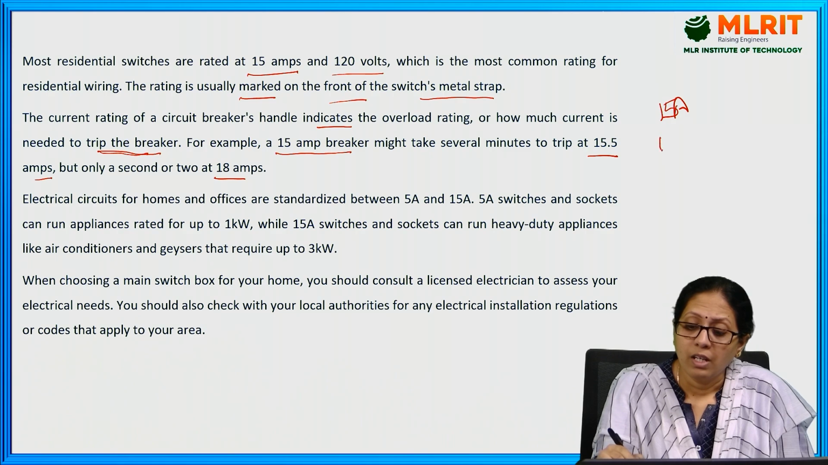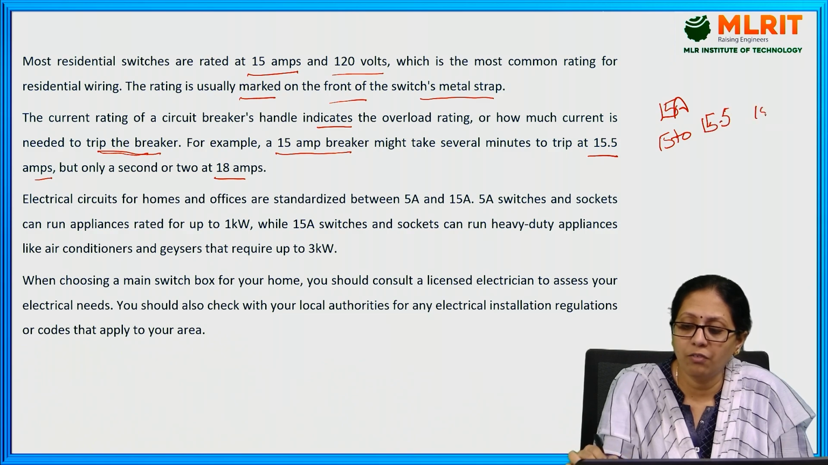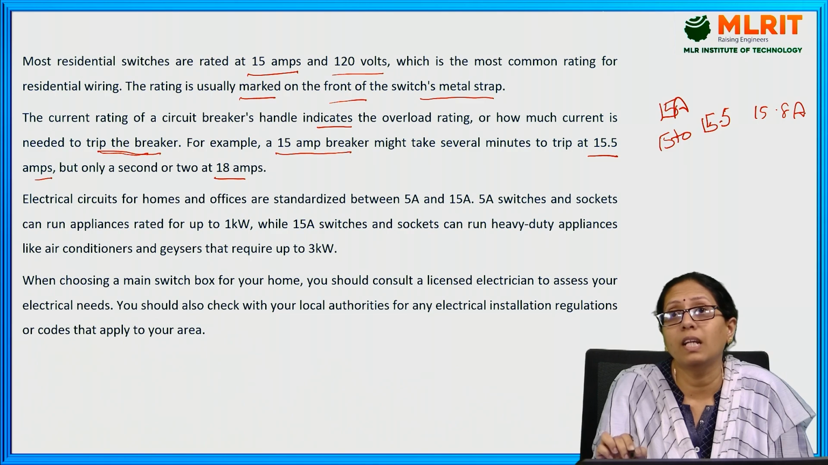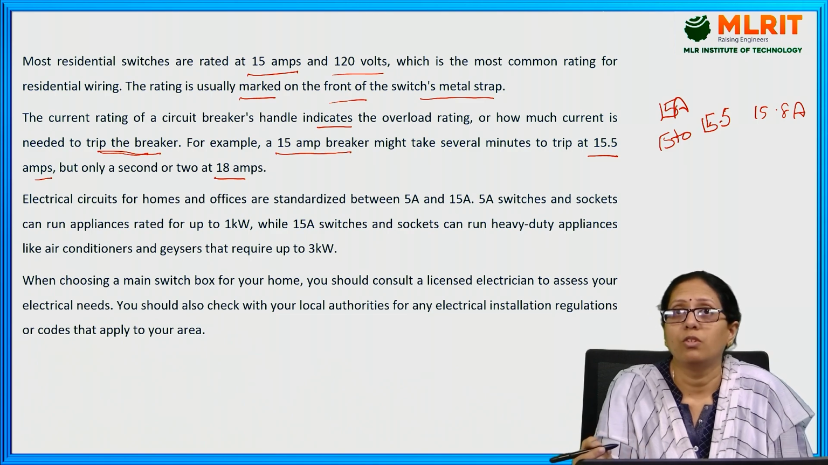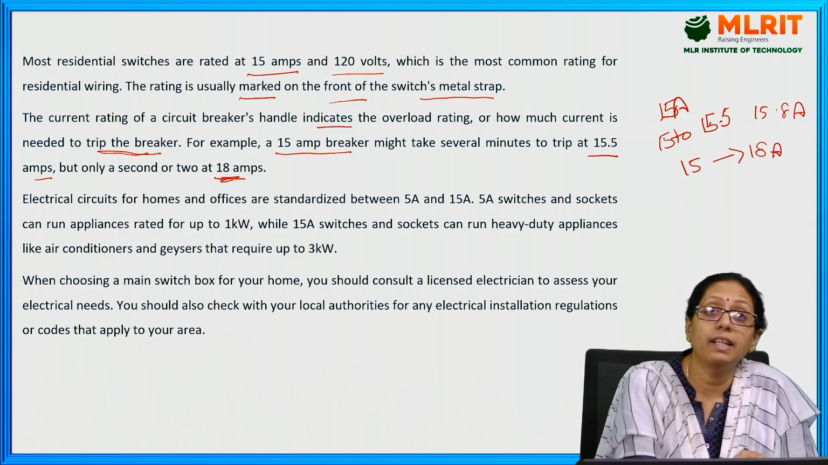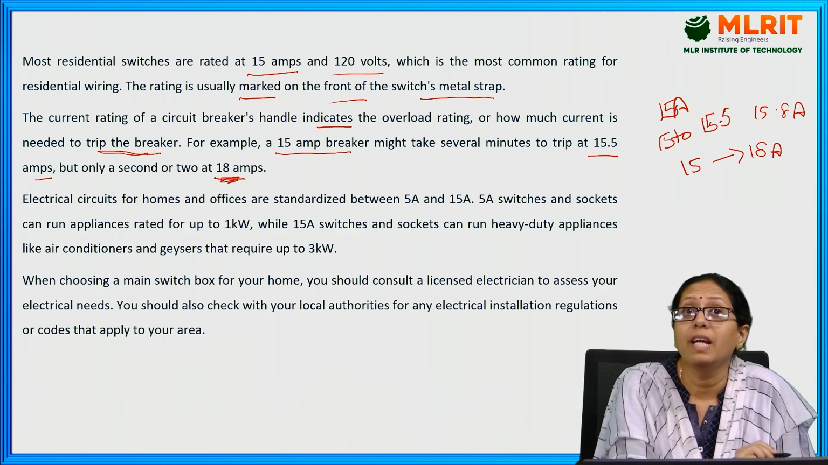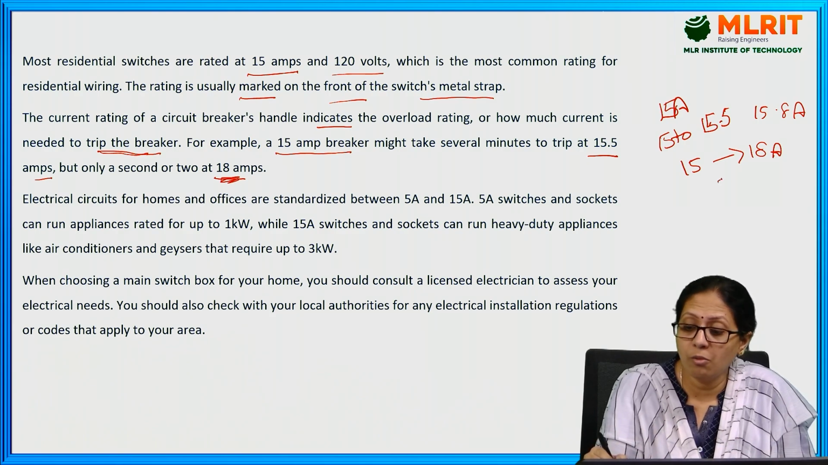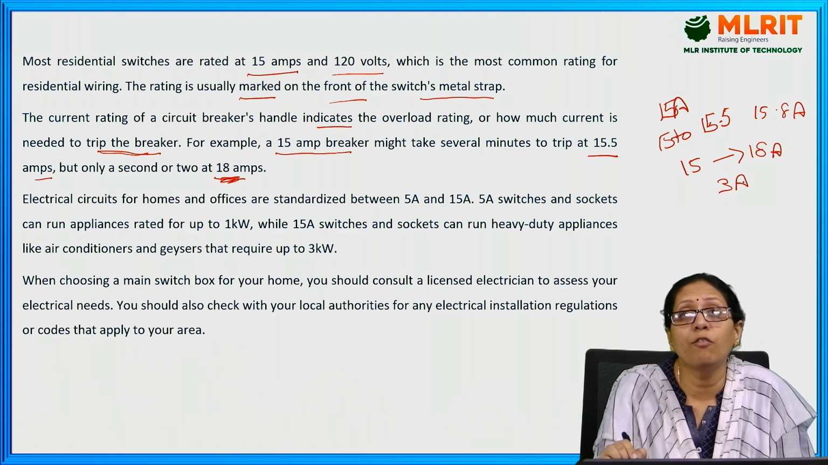So if the current increases from 15 amperes to 15.5 or like 15.8 amperes, the circuit breaker will take more time to trip. But in the second case, 15 amperes has been changed to 18 amperes. So almost 3 amperes of difference is there.